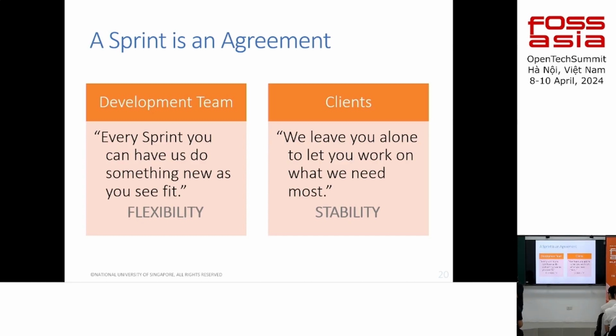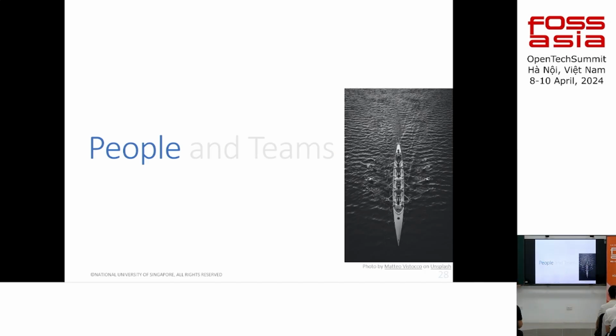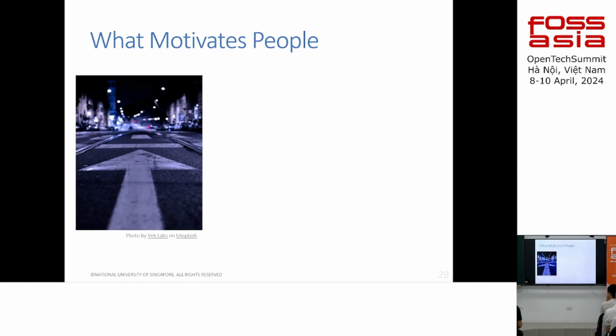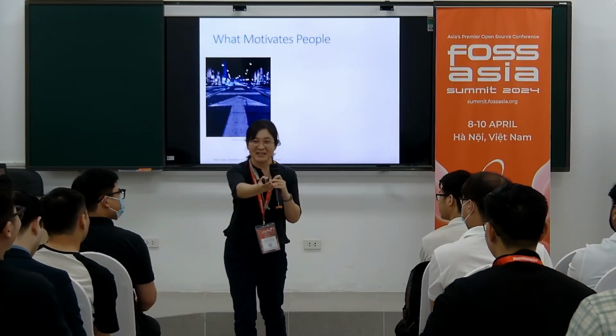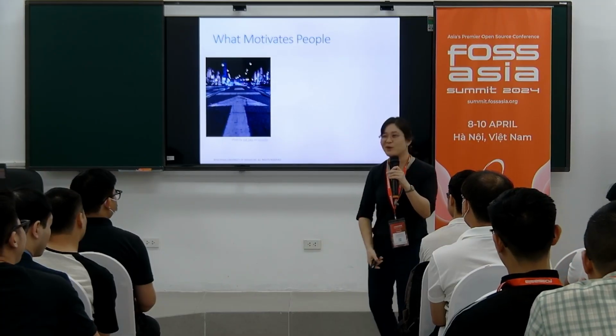Okay, we probably have only enough time to talk a little bit about what people means in an agile methodology. When you talk about people, what motivates people? Anybody? What motivates people? What motivates you? Money. Recognition. That's great. Rewards.